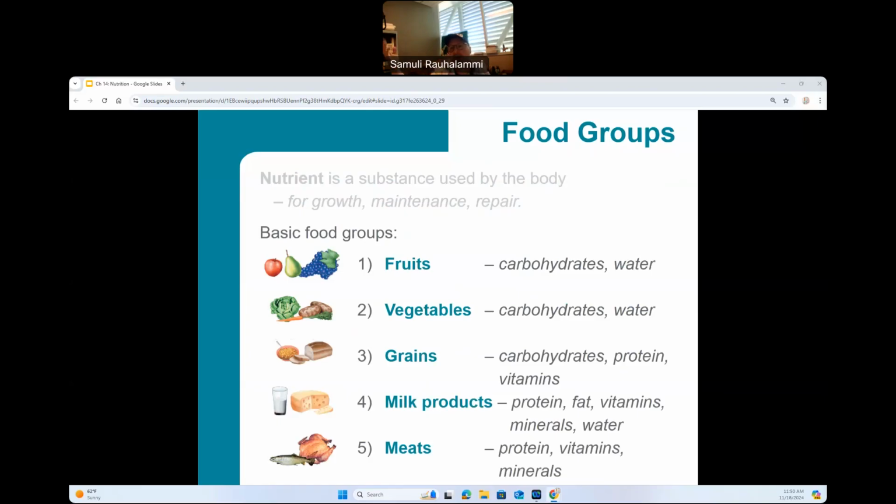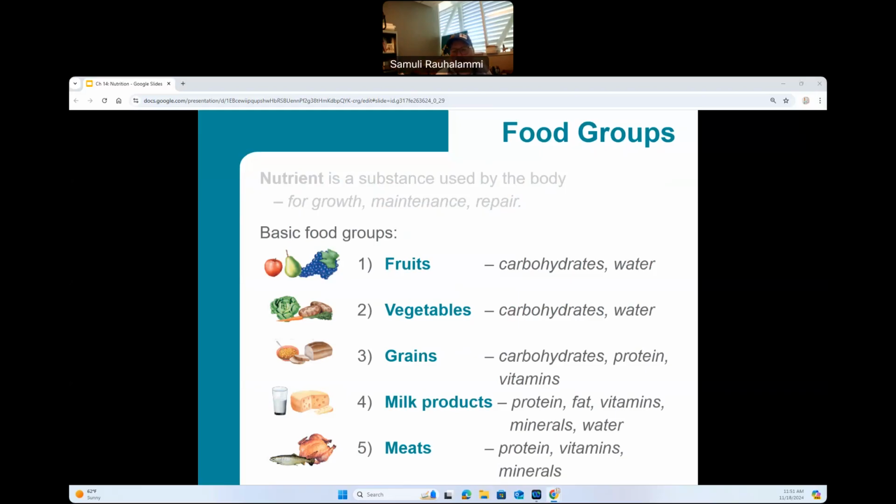Then we have our vegetables. Some examples that I can think of from the top of my head would be broccoli, cabbage, green beans, lettuce, potatoes. Major nutrients that we find in all of these would be carbohydrates and water. Some of these also include vitamins such as A, C, E, K, and B, as well as minerals like calcium, magnesium, iodine, manganese, phosphorus, and fiber.